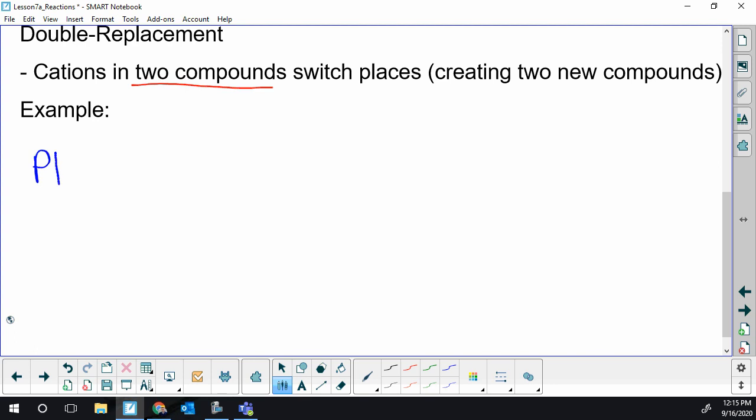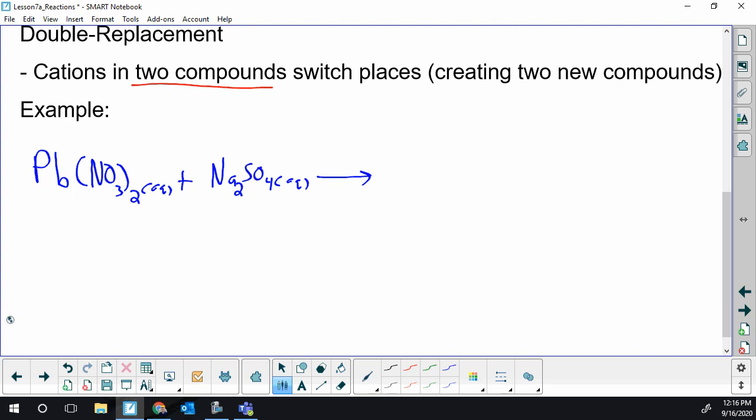So Pb, lead 2 nitrate is my first compound. Sodium sulfate is my second. So there's my compound and my compound. We're going to switch those 2 positive ions.